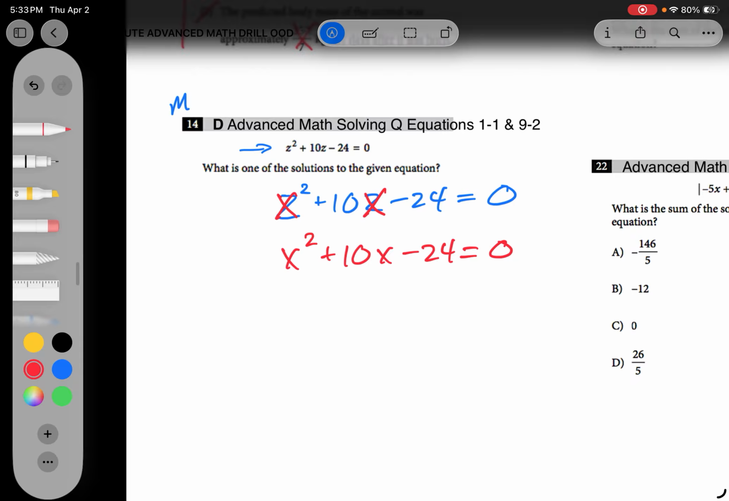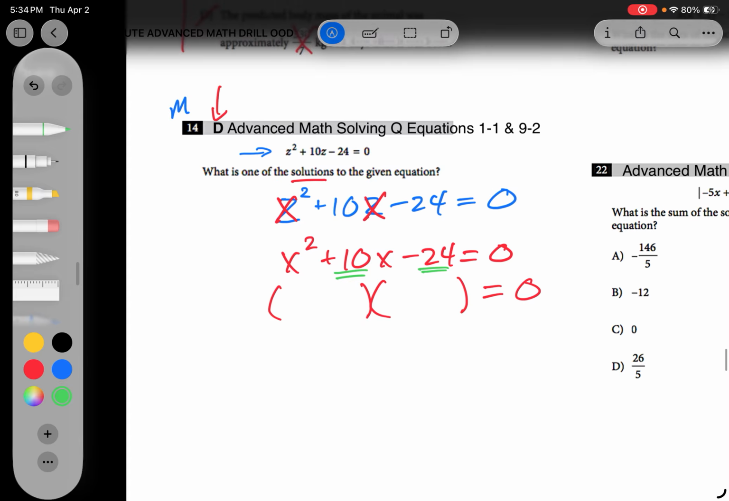What is one of the solutions to the given equation? This is a question you can certainly use Desmos for, because if you plug it in, it's going to show you a parabola, and show where it clears through the x-intercepts. So what is one of the solutions? They want us to solve for x. If you're going to do it longhand, we're going to have to factor this. So what two numbers, when we multiply them, equal negative 24, but when we add them, give us a positive 10? It looks like it's going to be x plus 12 times x minus 2.